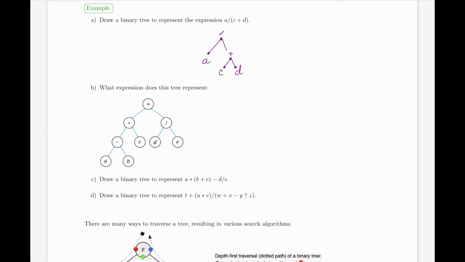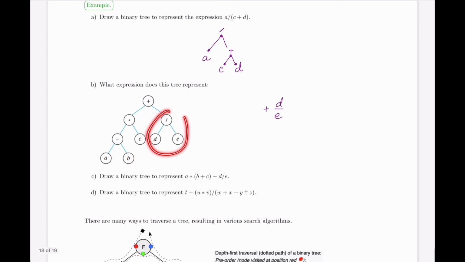So I'm going to start at the plus. So my plus operation connects the left subtree with the right subtree. I can fill in the right subtree here because it's fairly straightforward. So I'm going to add a division of d over e. So d over e is being added to the left subtree. Now for the left subtree, maybe in this case, I'm going to work bottom up. So I have a minus b as my beginning, a minus b. This is what this subtree represents.